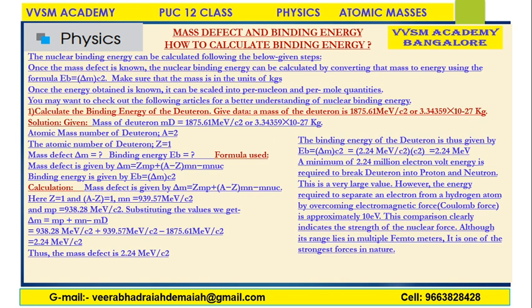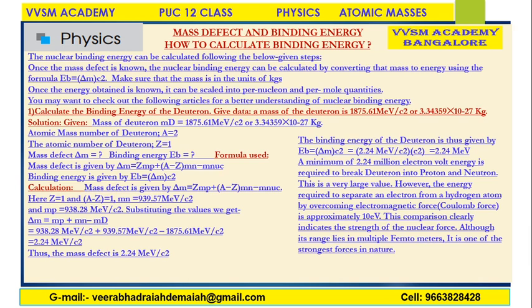Mass defect and binding energy. How to calculate binding energy? The nuclear binding energy can be calculated following the steps given below. That is, Eb is equal to delta m c squared. Make sure that the mass is in units of kilograms. Once the energy is obtained, it can be scaled into per nucleon and per mole quantities. You may want to check out the following articles for a better understanding of nuclear binding energy.